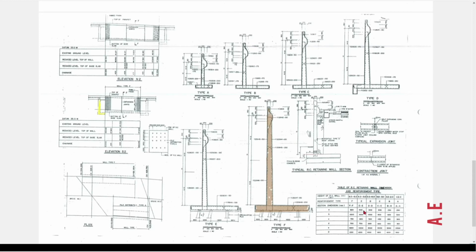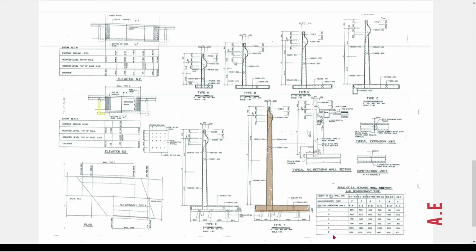The third and the last drawing that we're going to look at is the drawing that shows the detailed reinforcement of the retaining wall. As we have shown earlier, the height of the wall varies from 2 meters to 8 meters. To simplify the design and site works, as well as for fabrication of formworks, cutting of reinforcement steel, 6 different types of wall were proposed.